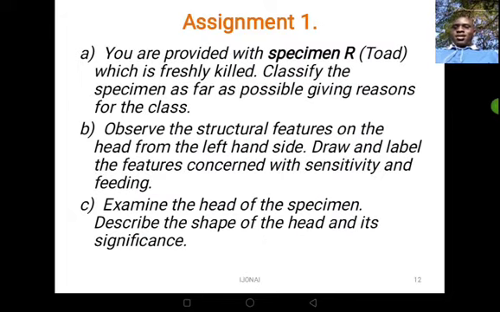So those are some of the other adaptations of the limbs to their functions. So I want to task you to do that assignment. You are provided with specimen R, which is a toad or frog, which is freshly killed. I would like you to classify this specimen as far as possible, giving reasons for the class.